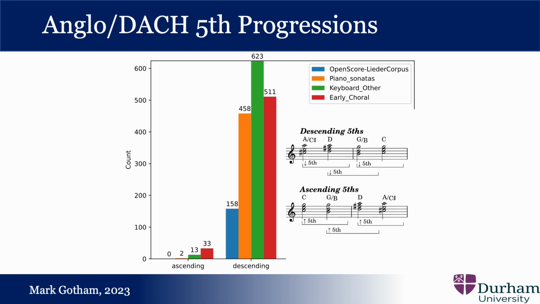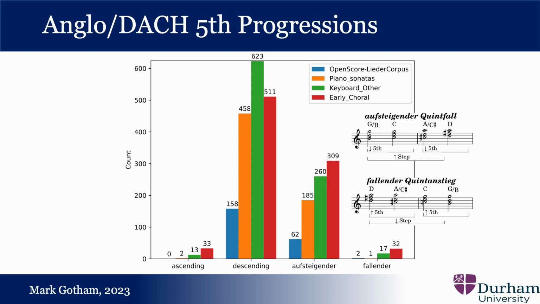For example, in the case of the cycle of fifths, I demonstrate that the descending cycle is very much more common than the ascending cycle. And the same is true of the aufsteigender Quintfall and fallender Quintanstieg pair.